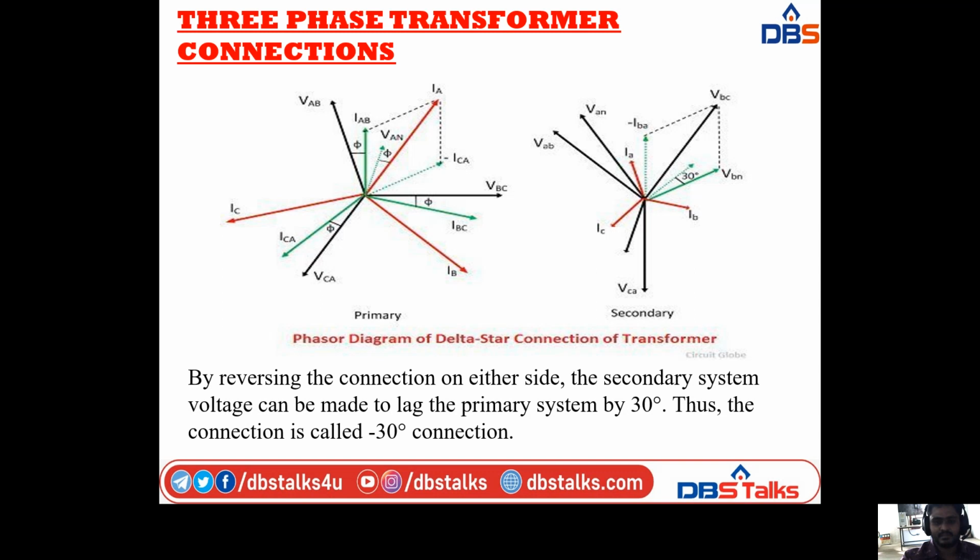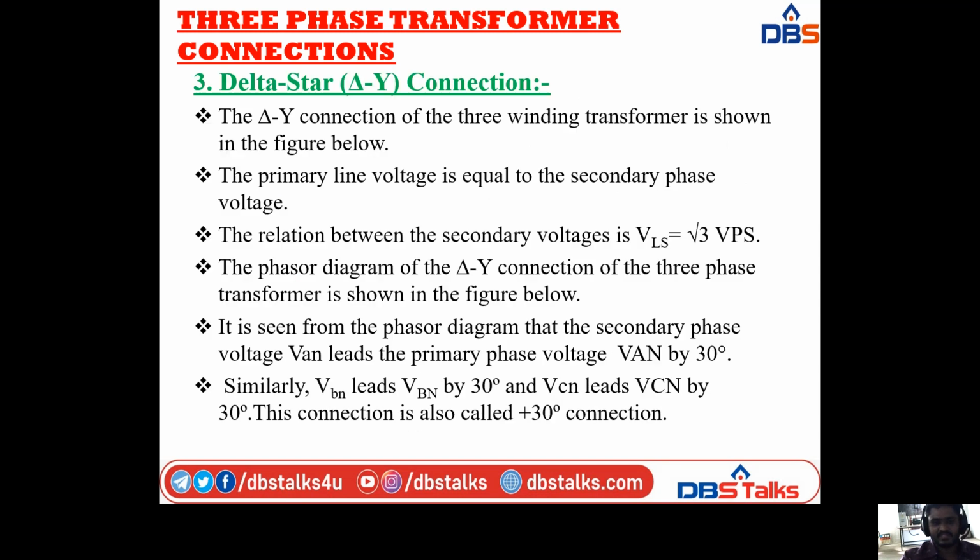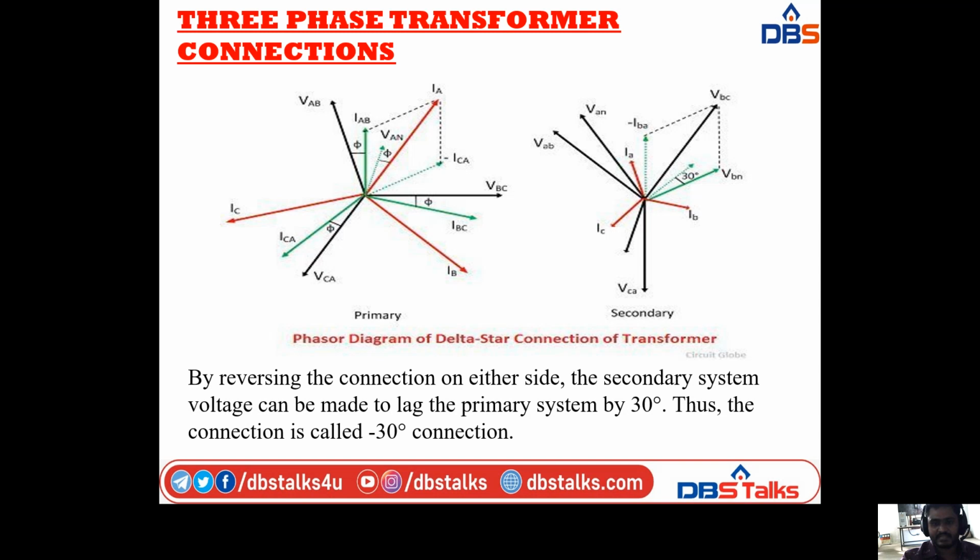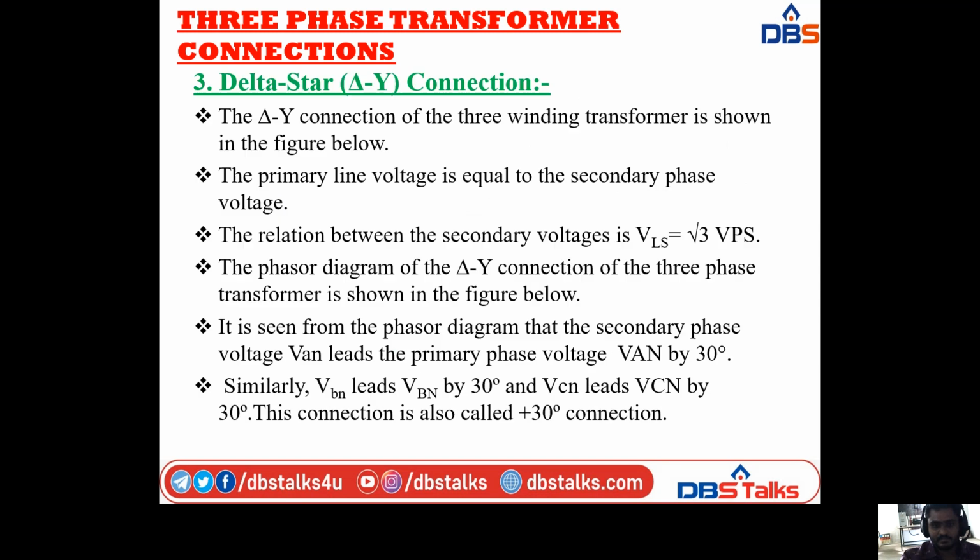Okay, so in this one it is seen from the phasor diagram that the secondary phase voltage, that is small van, leads the primary phase voltage, that is capital VAN, by 30 degrees. So here the secondary phase voltage van leads the primary phase voltage VAN by 30 degrees.